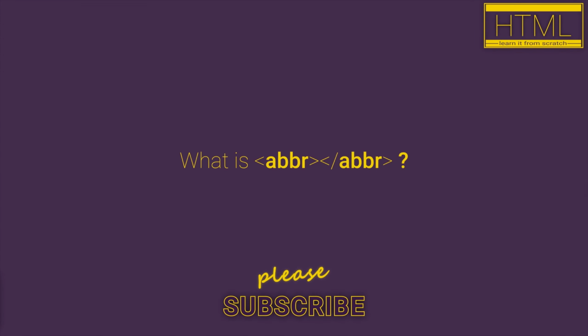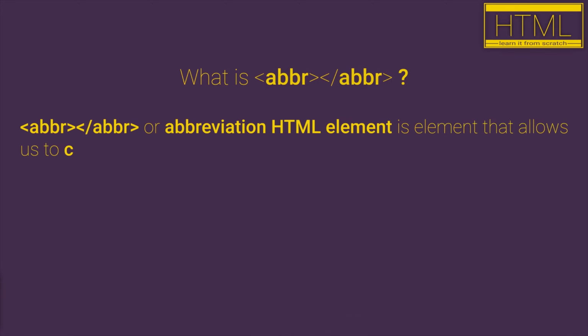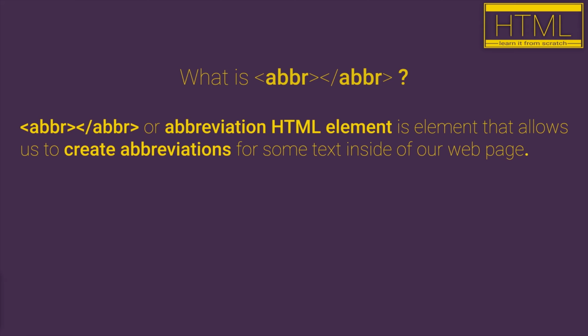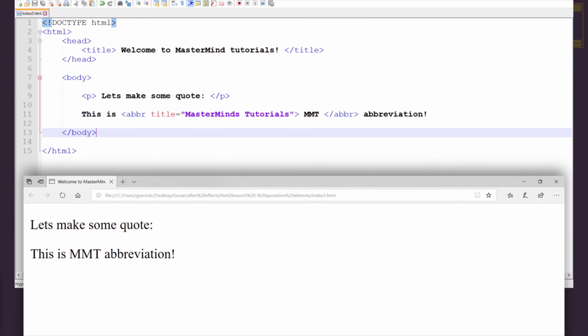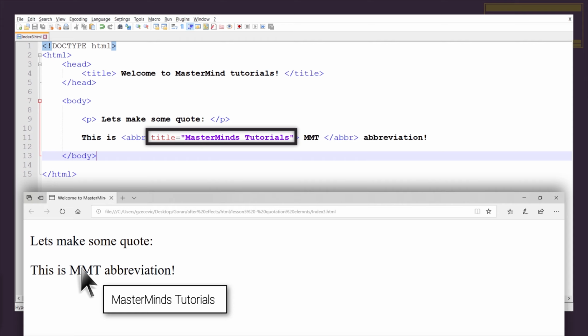abbr HTML element. abbr, or abbreviation HTML element, is an element that we usually use to create abbreviation for some text in our web page. So basically, with abbr HTML element, we will create abbreviated text, and with title HTML attribute, we will set full length of that text. So basically, anytime when website user hover on our abbreviated text, full length of that text will be displayed like a tooltip text.